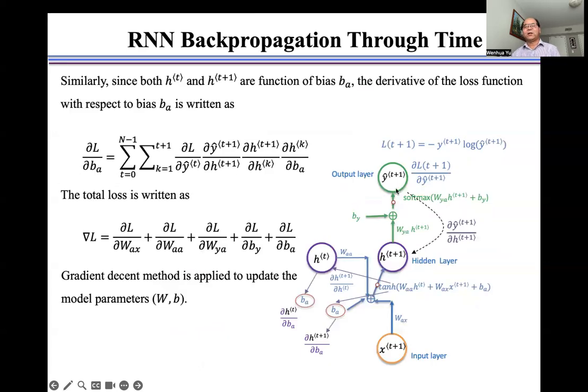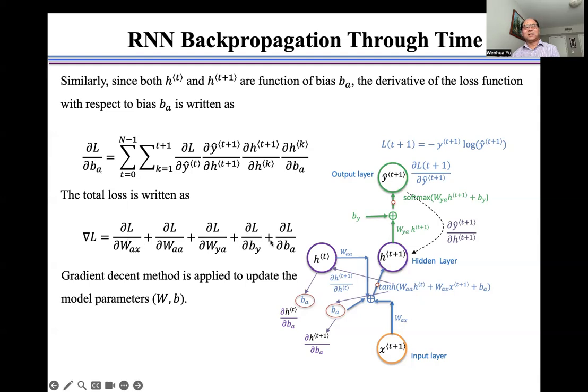And finally, we use the same idea to calculate the gradient of the loss function L with respect to bias BA. In the same way we use the chain rule, first calculate this gradient, then calculate this gradient. Here we have two contributions. One is from the current cell, one is from the previous cell through this previous hidden state ht. We calculate them separately, put them together, and calculate the sum over the time. We get the total gradient of the loss function L with respect to bias BA.